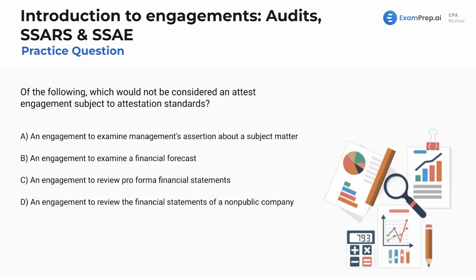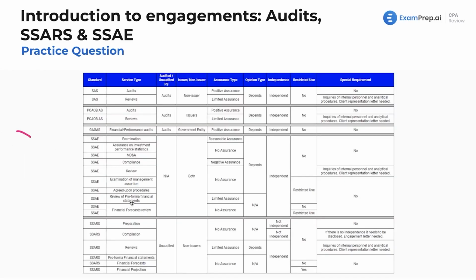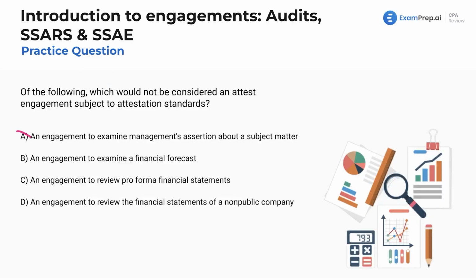So let's cross them off. We've got the examination of management's assertion. So that is attestation standards. An engagement to examine financial forecast or review pro forma, right? So I see review pro forma right there, and financial forecast. I see that as well. So we see those. Hope you saw those as well. Good, good. And that leaves an engagement to review the financials of a non-public company. I do not see that there. We do not need to follow SSAE, our attestation standards, for that situation.